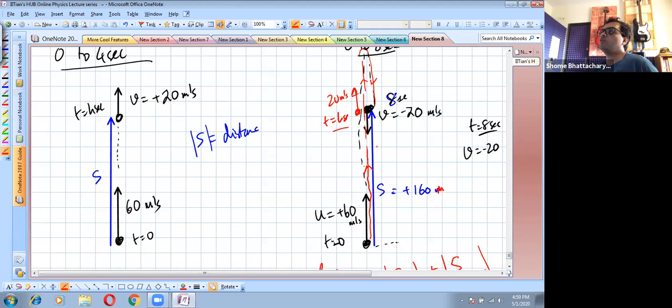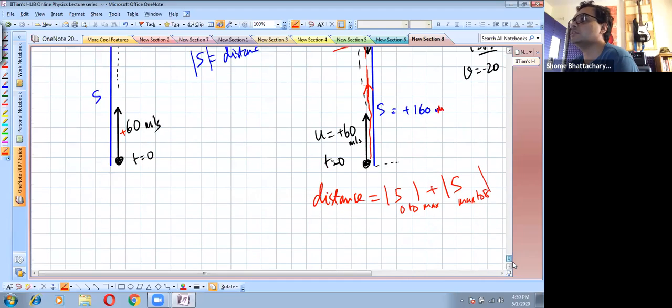200 meters. But how do I know that in this one the direction changed and in this one the direction did not change? Because I can see the sign of velocity here. It's starting with positive and here it's still positive, so the direction has not changed in between. But here it started with positive and now at 8 seconds the velocity is negative. That means somewhere between 0 and 8 it has changed direction. So that is how I understand that in the second case I cannot write the distance traveled as 160 meters.